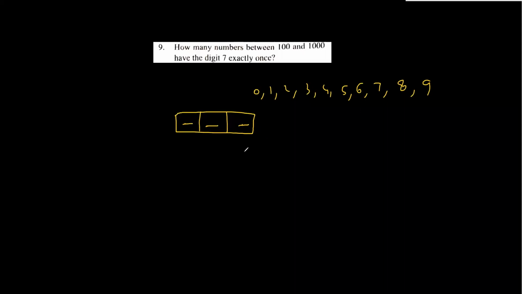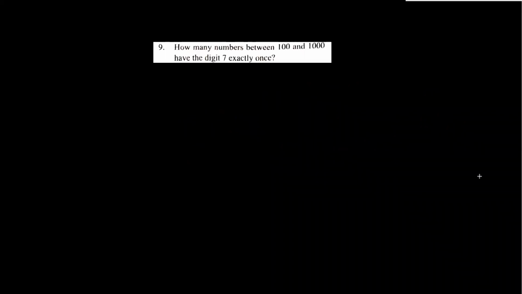That is, if I am having 7 at units place, then not at tens, not at hundreds. If I am having it at tens place, then not at units, not at hundreds. And if I am having it at hundreds place, then not at units place and not at tens place. Okay. So now I will go ahead. See how do I write my answer.